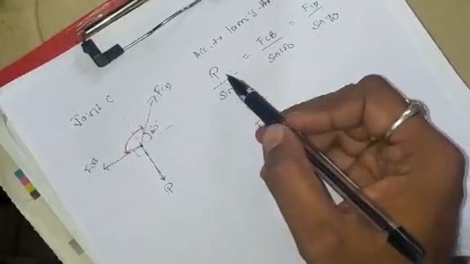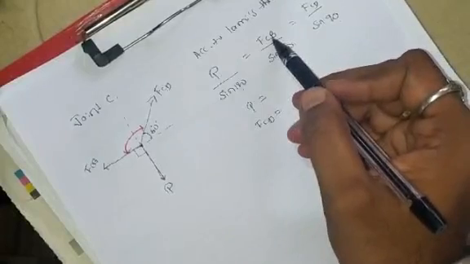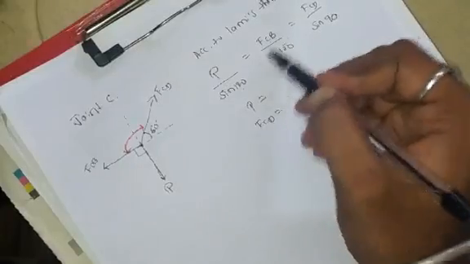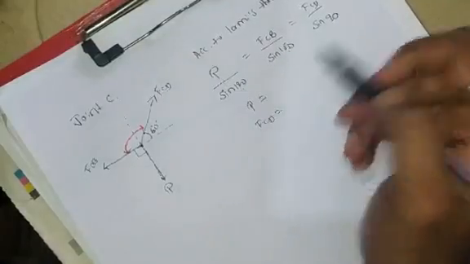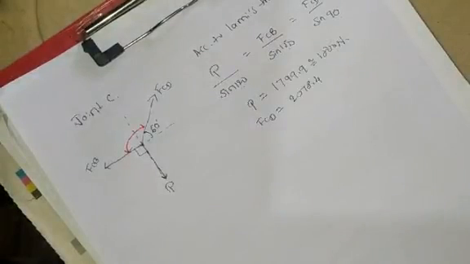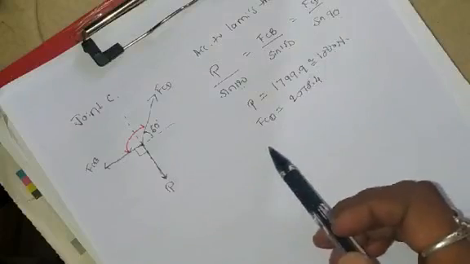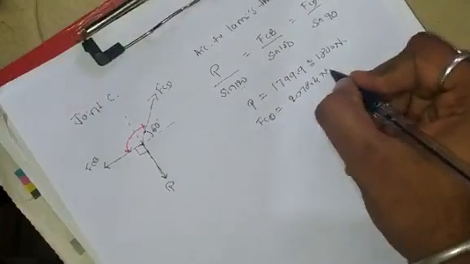So P is equal to how much? You know the value of FCB or FBC, which is 1039.2. So P is 1039.2 into sine 120 by sine 150. If you calculate, P is equal to 1800 and FCD is equal to 2078.4 newtons.